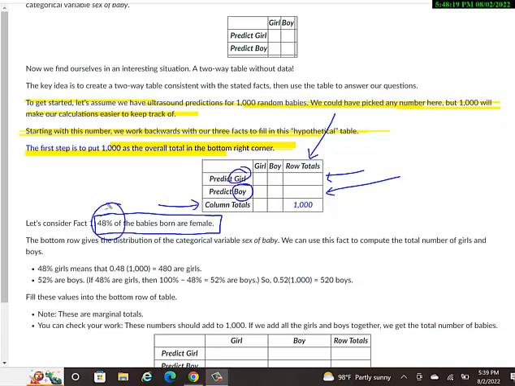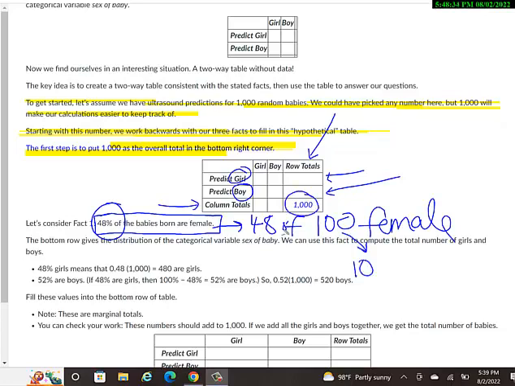Since 48% of babies are born female, that means 48 of every 100 babies are female. Now we're talking about a total of 1,000, not 100. Moving from 100 to 1,000 means multiplying by 10, so I do the same thing here. 48 out of 100 means 480 out of 1,000. So I'm going to put 480 are girls.